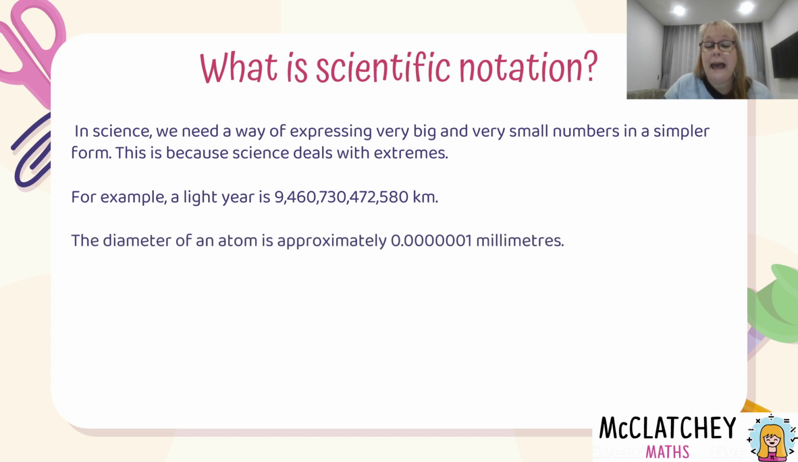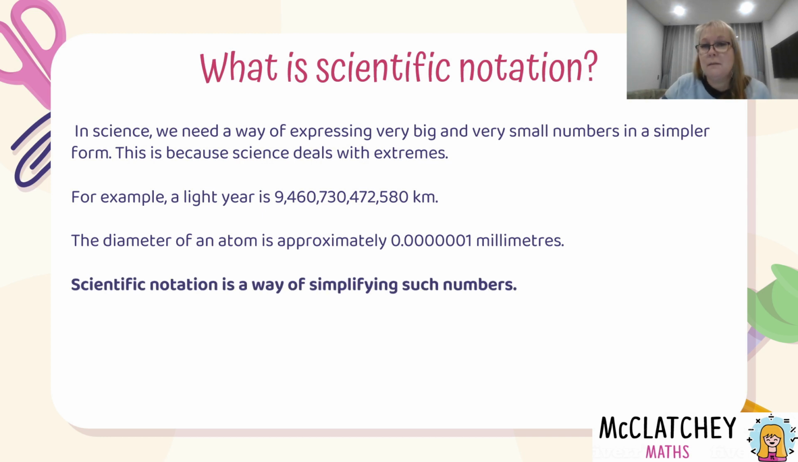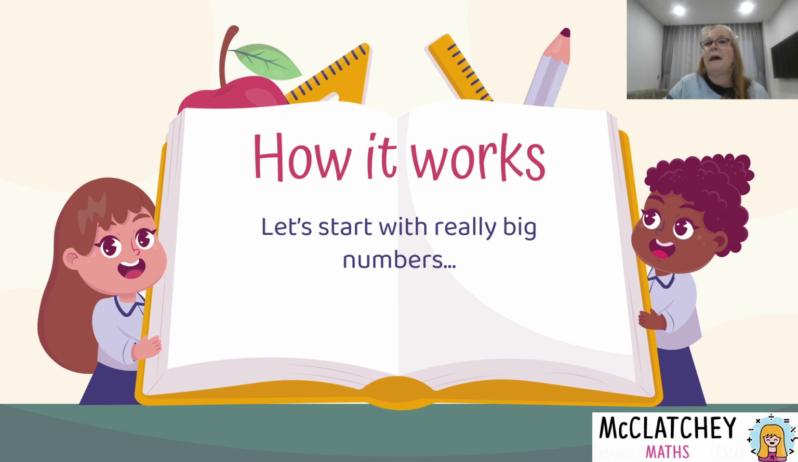And if we think about atoms, the diameter of an atom is much, much, much smaller than a millimetre. Very, very tiny indeed. So we need a way to be able to effectively express really big numbers and really small numbers without having to write every one of those digits out. Scientific notation gives us that way of simplifying really big and really small numbers. So let's talk about it first with some really big numbers and how it works.